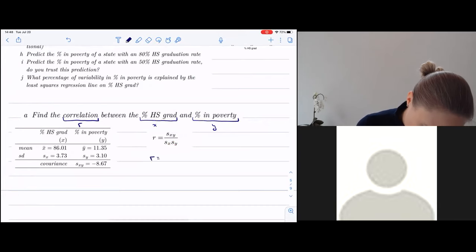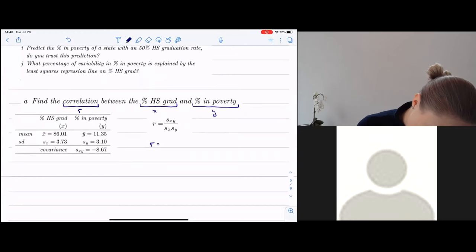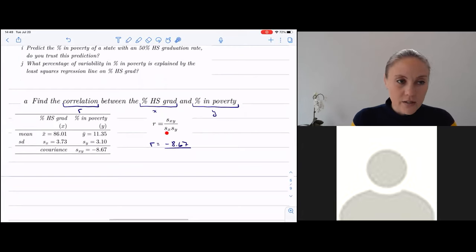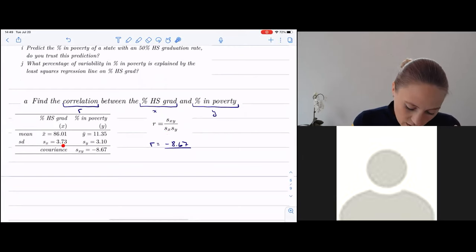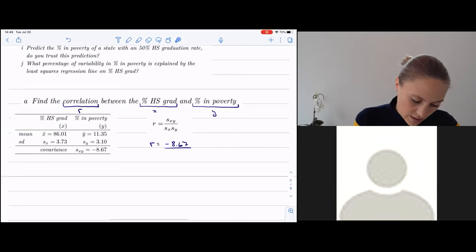So R is going to be SXY, which is negative 8.67, divided by the standard deviation of X, which is 3.73, times the standard deviation of Y, which is 3.10.